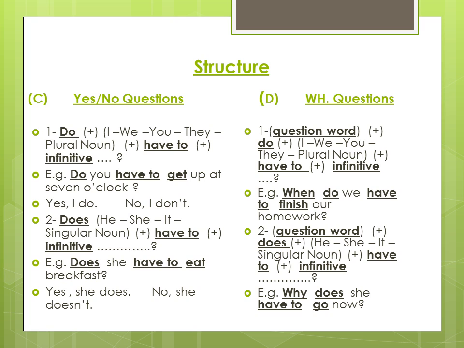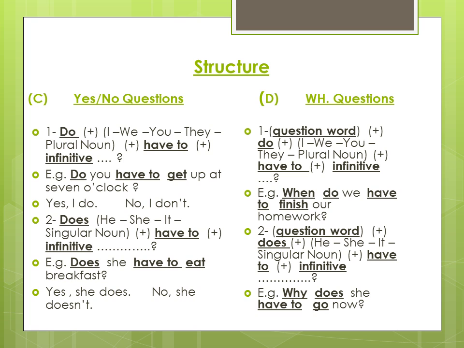Let's start. Number 1. When you have I, we, you, they, or a plural noun, you start with do. And after the subject, بعد الفاعل, you use have to plus infinitive. So, to make this question, you start with do, and then the subject, and plus have to plus the infinitive. Let's discuss this example. Do you have to get up at 7 o'clock?